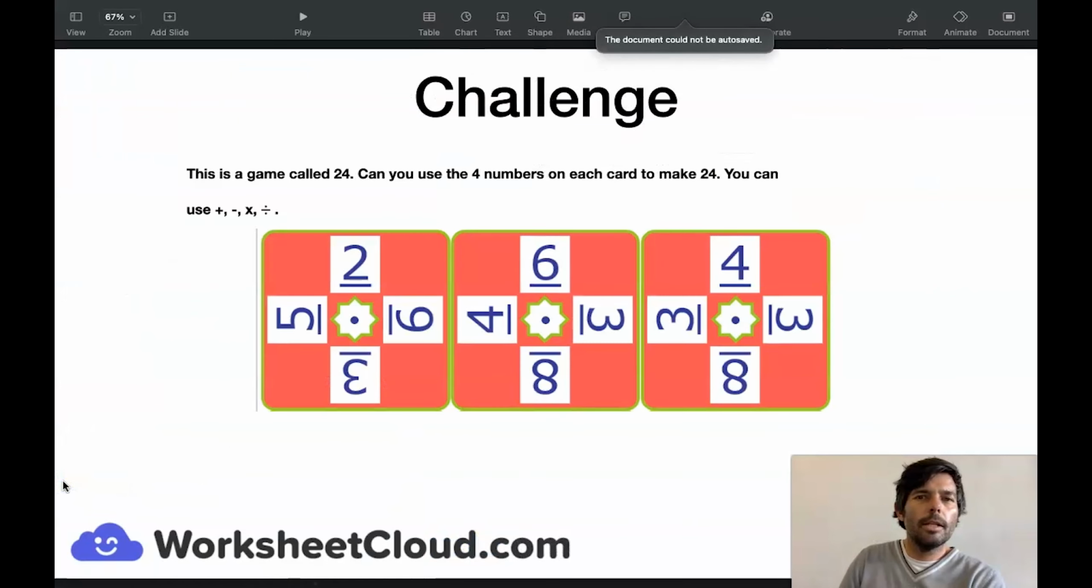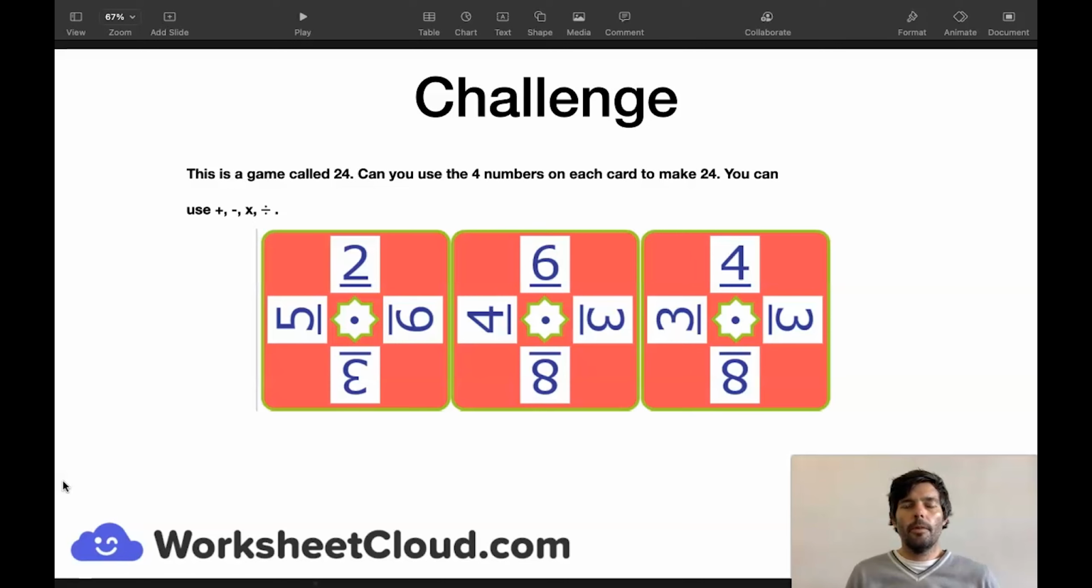Okay, guys, so all that's left for me to show you today is your challenge, the game of 24, and just a reminder that you need to use each number once. So for example, on the first card you got 2, 5, 3, and 9. Can you use 2, 5, 3, and 9 using the operations of plus, minus, multiply, and divide to come up with the answer of 24?